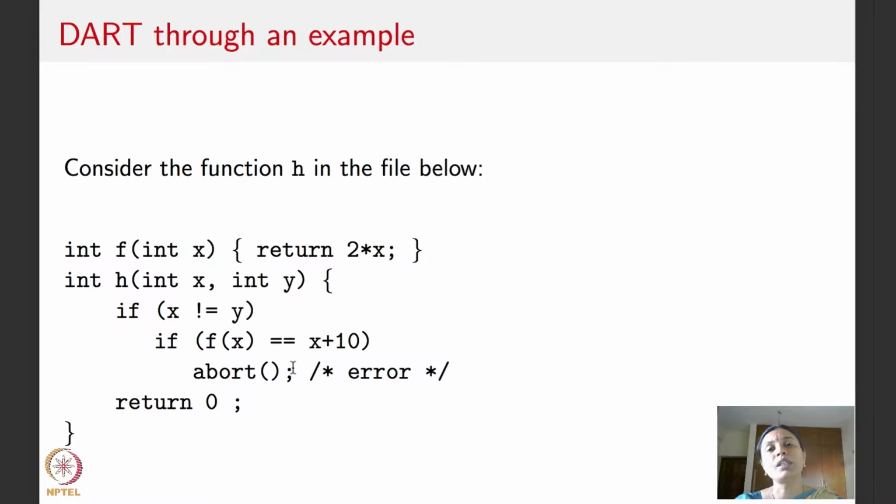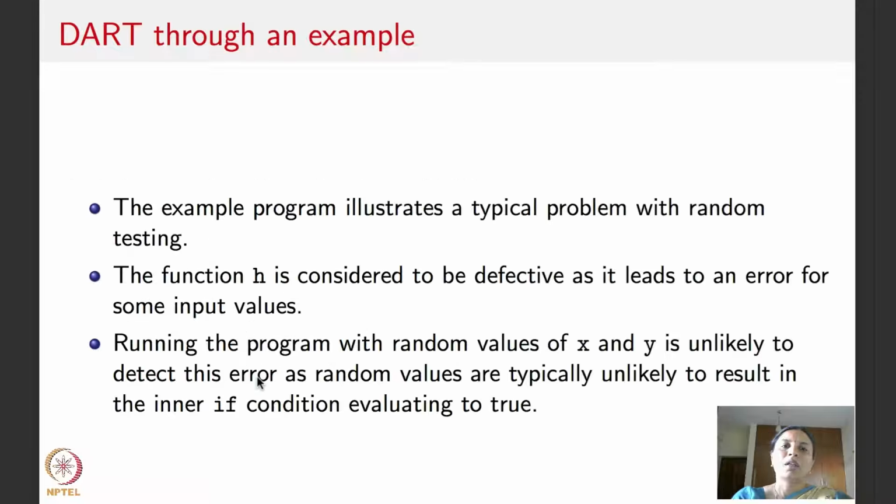So no matter how many times you randomly generate an input and test a program, you might not hit the error statement which is present here in the program. We will see how Dart, through one random generation of a test case, will systematically hit the error statement in the program. As I told you, this example program illustrates a typical problem with random testing.